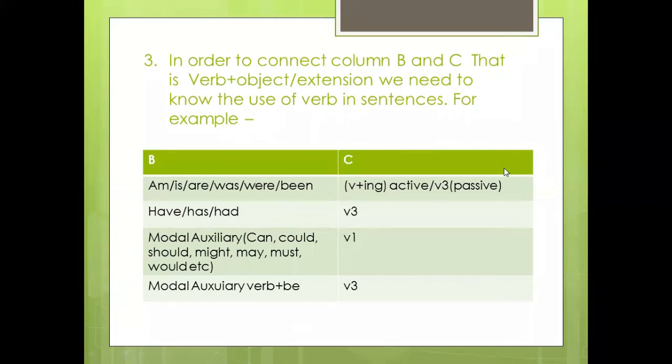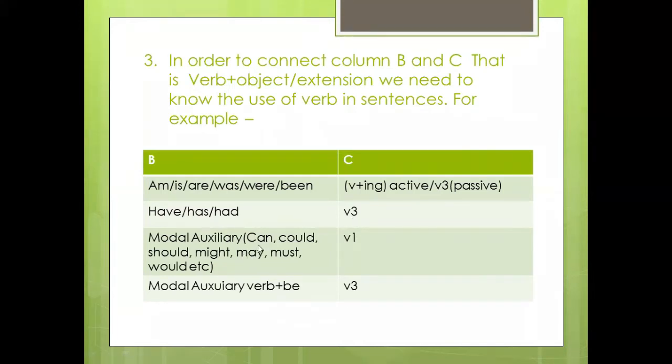you have to find out which fraction of column C has the past participle form of verb, that is verb 3. And if you see the use of the verb like have, has, had in column B, you have to find out which fractions of column C have past participle form of verb.